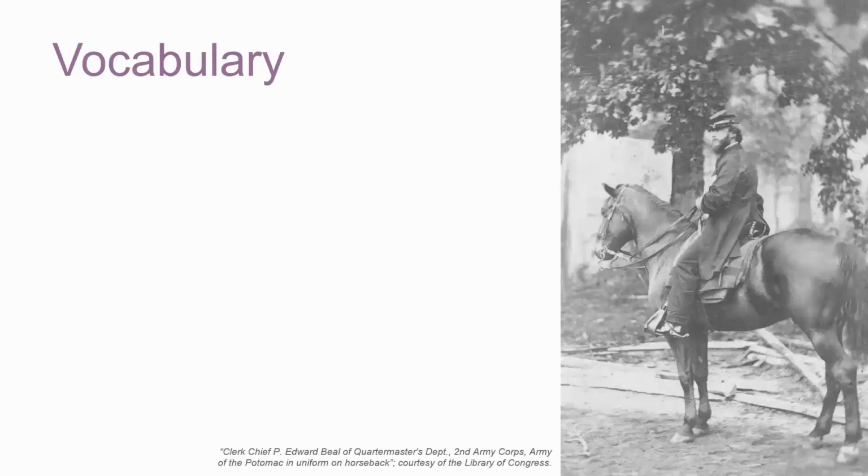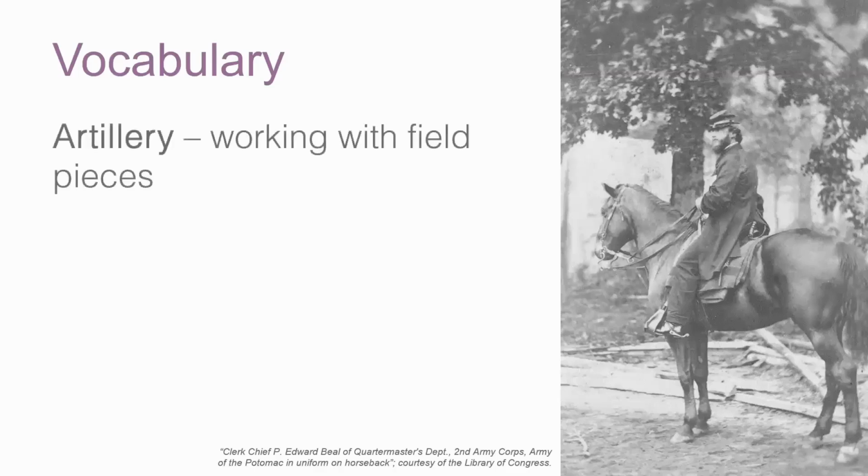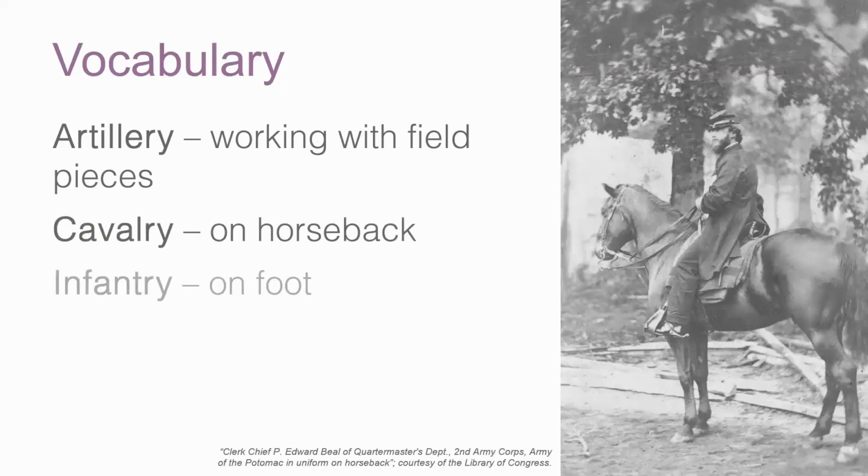To help you better understand and read these records, let's go through some vocabulary. There are 3 types of soldiers, especially when you're talking about 19th century soldiers. They can either be artillery, which are soldiers who are working with field pieces such as cannons. Then we have the cavalry, which were soldiers on horseback. And then we have the infantry, which are soldiers who are on foot.